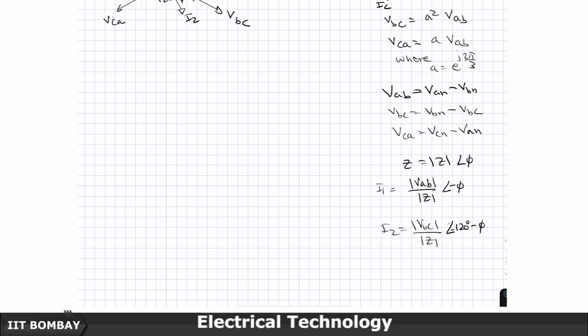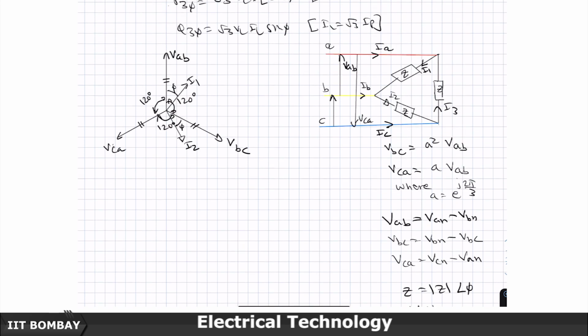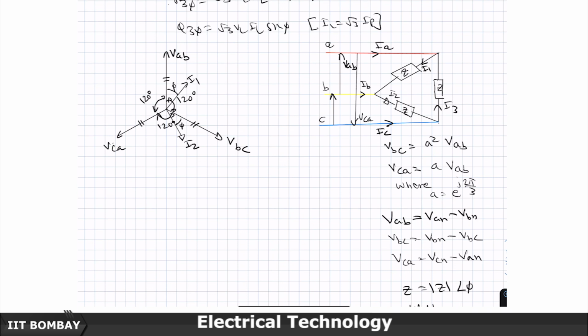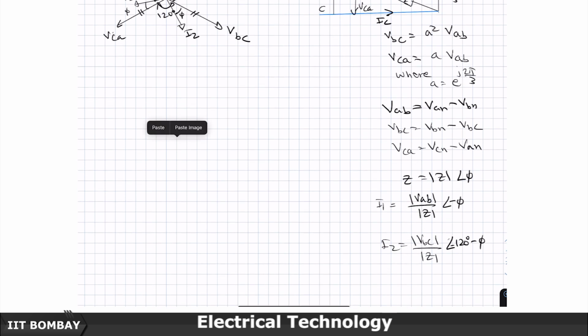So, its angle is going to be minus 120 degrees minus phi, which is what I have shown here, and the third current I3 also follows in the same way, will lag VCA by an angle of phi. Let us take this picture out, it is getting a bit messy. So, let us paste it here.